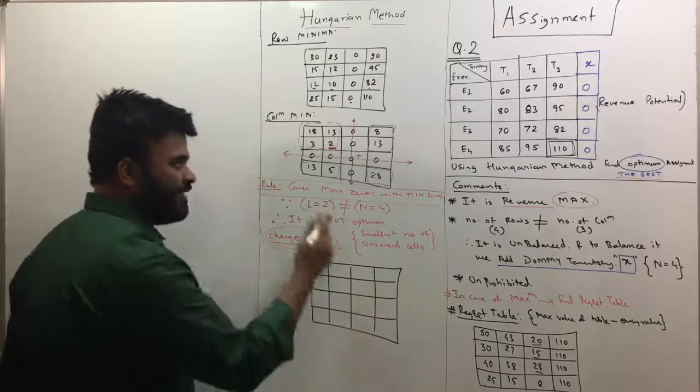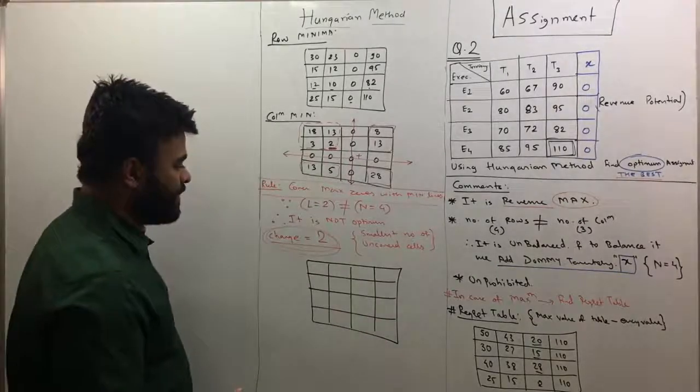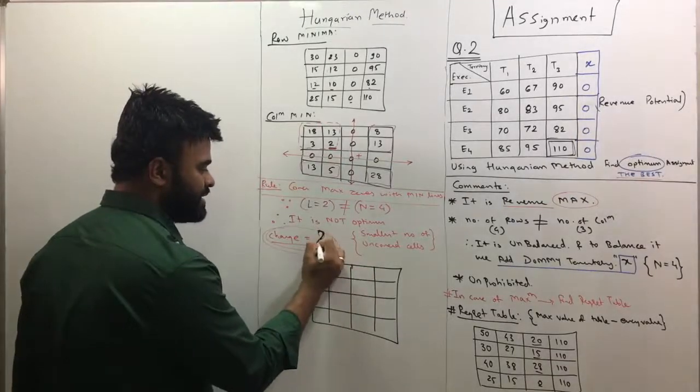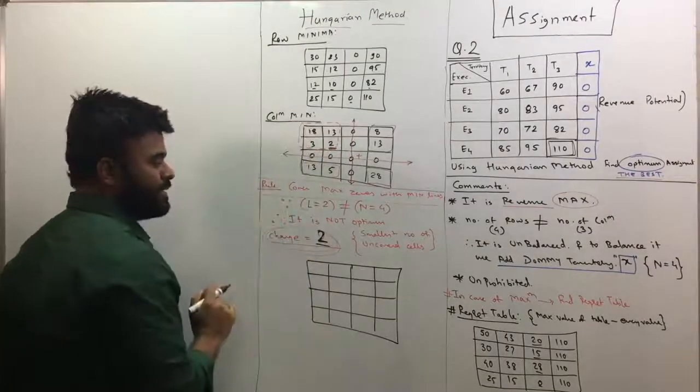But right now, do you see we have only 2 lines. So I believe it's going to be a lot of work. But anyways, let's solve this. Subtract 2. The change is 2, right? So subtract 2 from uncovered cells. From all these 4 cells, I'll subtract 2.